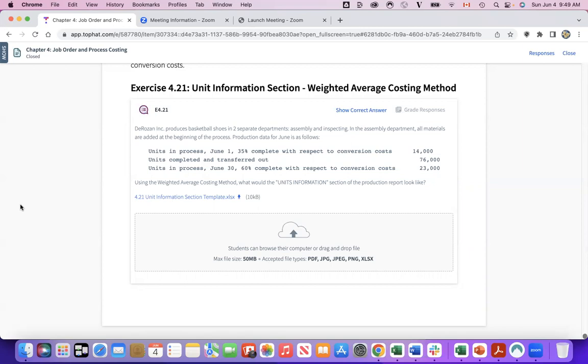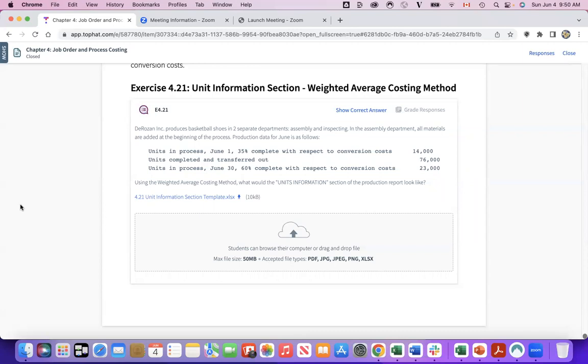So similar question stem to exercise 420. DeRozan Inc. produces basketball shoes in two separate departments, assembly and inspecting. In the assembly department, all materials are added at the beginning of the process. Production data for June is as follows. So we see units in beginning work in process as of June 1st. They are 35% complete with respect to conversion costs. So there's 14,000 units. Units completed and transferred out were 76,000 units, and units in process as of June 30th that are 60% complete with respect to conversion costs are 23,000 units.